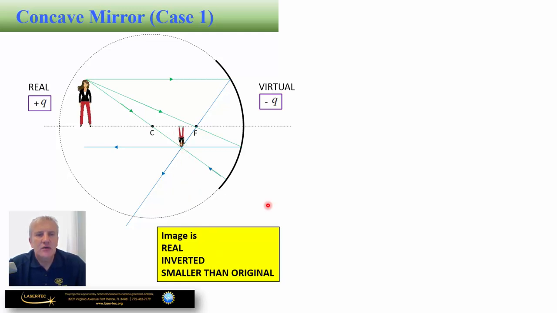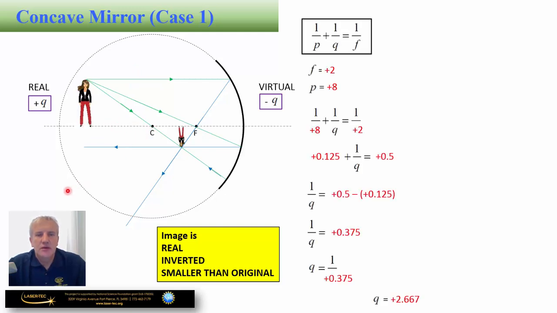So this is how a ray tracing method is applied to the case of a concave mirror and an original that's positioned to the left relative to the center of the curvature of this mirror. We can also solve this problem using an analytical approach. So we are going to start with the mirror formula shown here in a box.